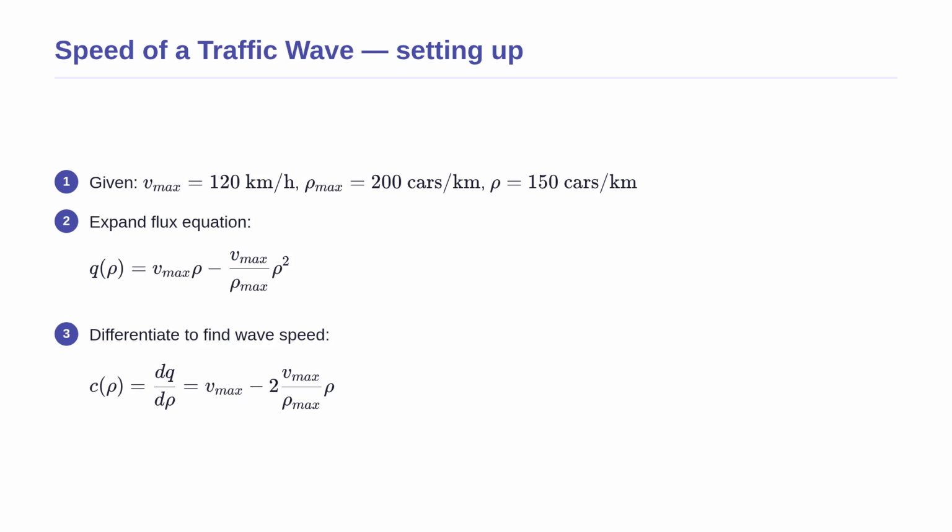First, we expand the Green-Shields flux equation into a simple polynomial. Then, we apply the power rule from basic calculus to find the first derivative. Notice the factor of 2 that appears. This means the wave speed decreases twice as fast as the actual car speed does when the road gets crowded.